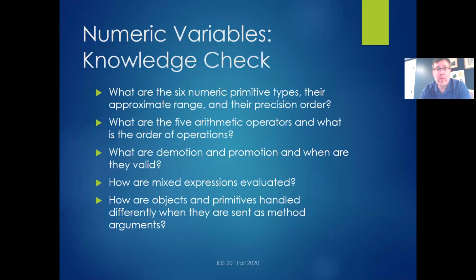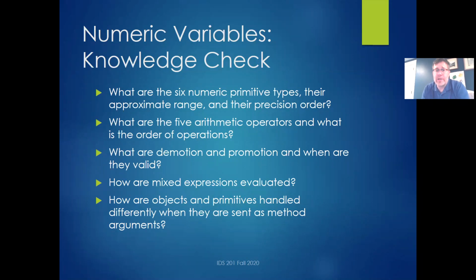Okay, good. So here's our quick knowledge check. This is what you should be familiar with at this point. What are the 6 numeric types, approximate range, and precision order? You'd need to memorize that for an exam, but here you should be familiar with it, understand the concepts. Number 2, the 5 arithmetic operators, right? Addition, subtraction, multiplication, division, and modulo. And you should know the order of operations, okay? What are demotion and promotion? When are they valid? How are mixed expressions evaluated?